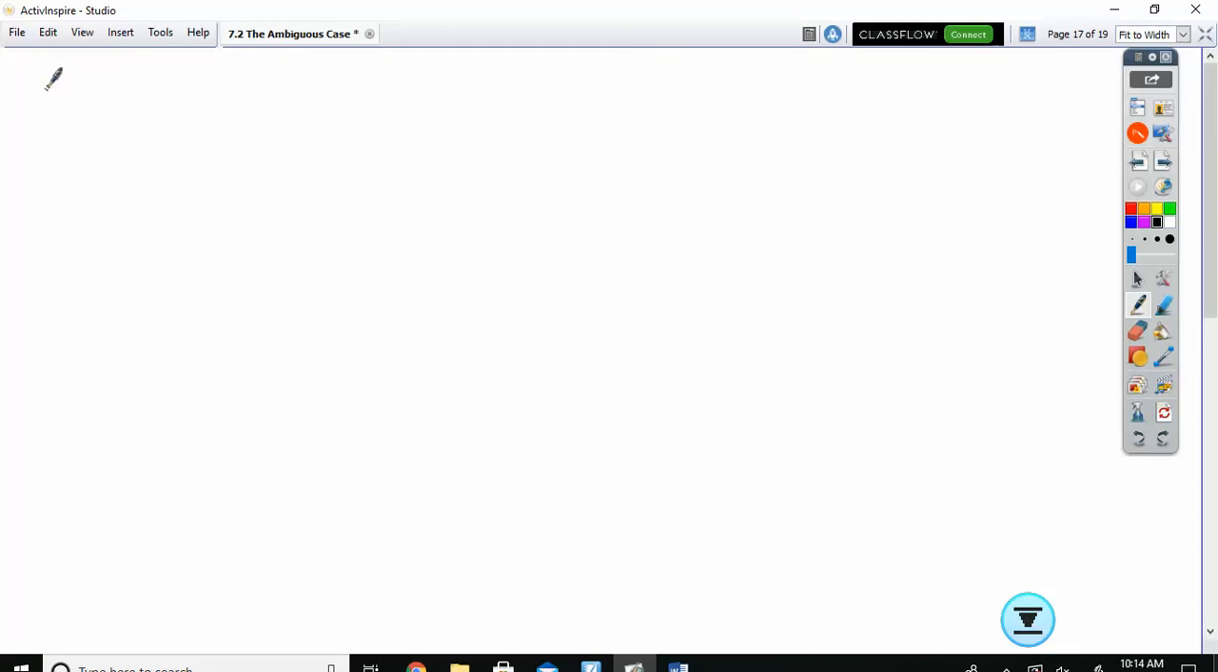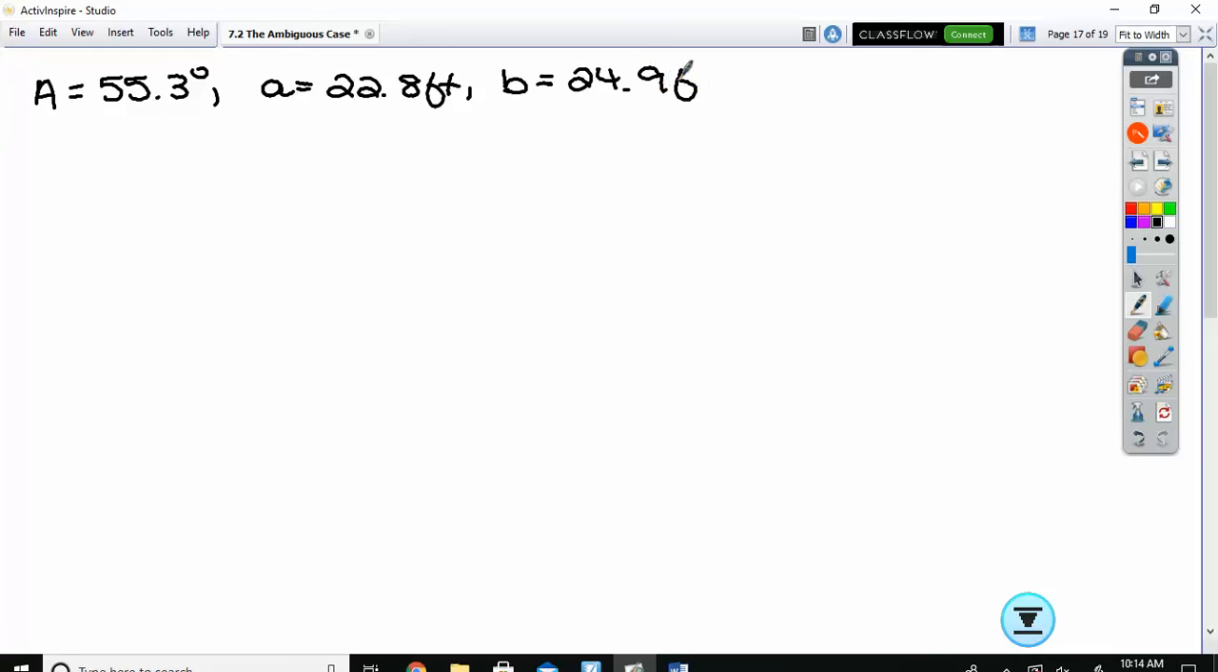Okay, so let's say angle A is 55.3 degrees, side A is 22.8 feet, and side B is 24.9 feet. I'm going to give you a minute to set up as much as you can, and then I'm going to start setting mine up here. You can keep working if you want, or check yourself.